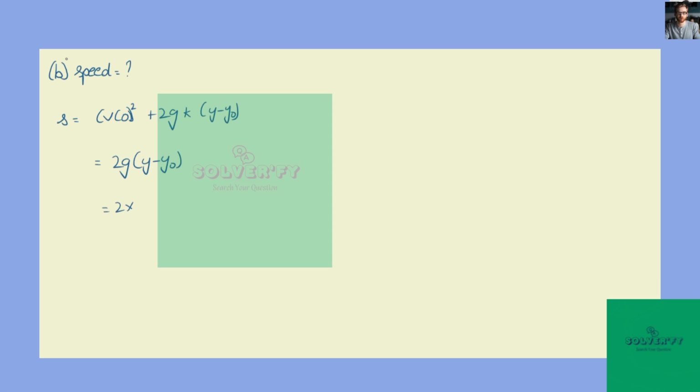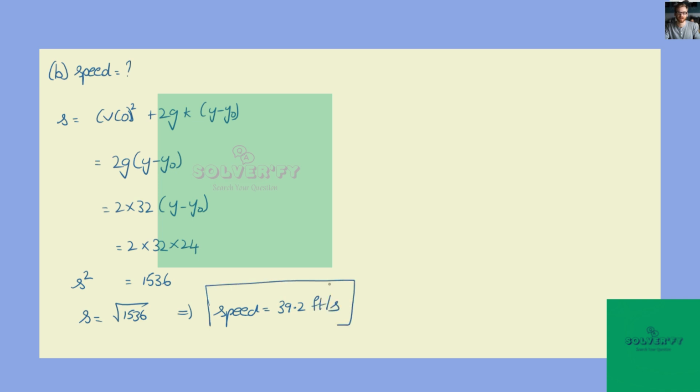So 2 times 32 times y minus y naught, which is given as 24. So 2 multiplied by 32 multiplied by 24 is going to be 1536. As it is s squared, we'll have s equals the square root of 1536, which implies speed is going to be 39.2 feet per second. So this is the required speed.